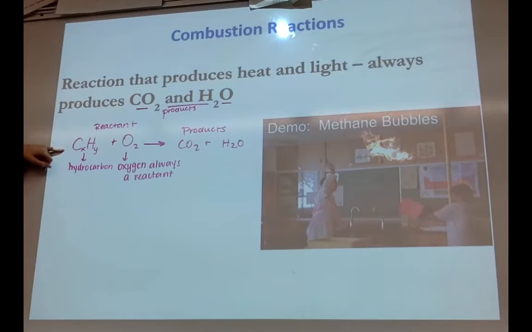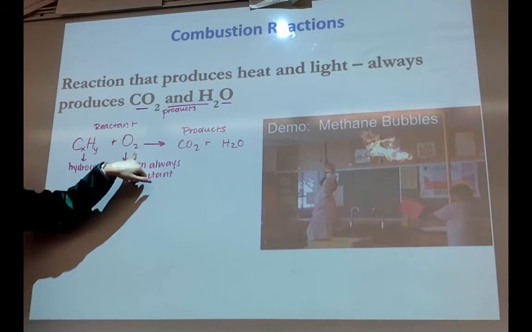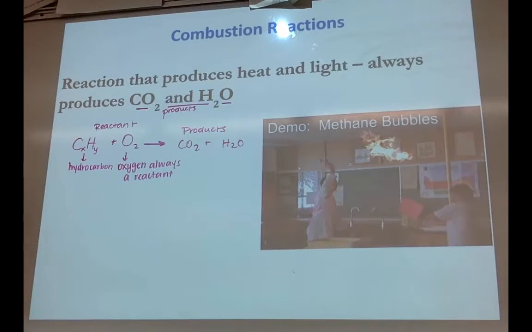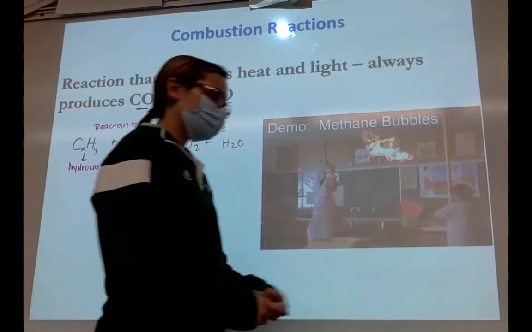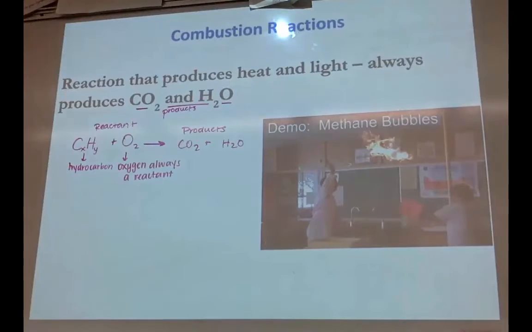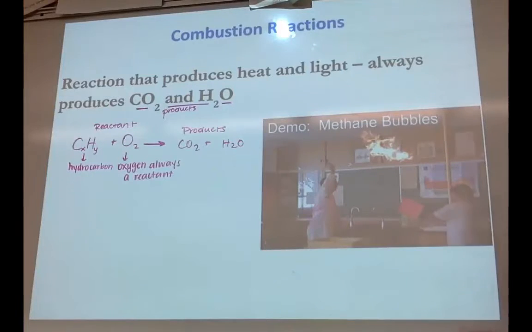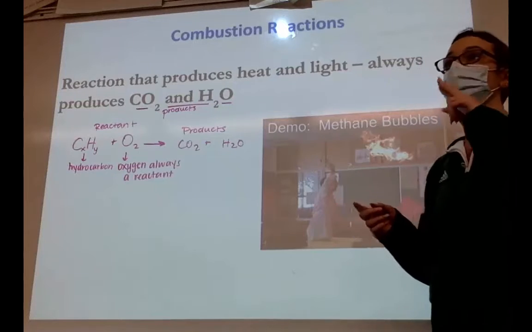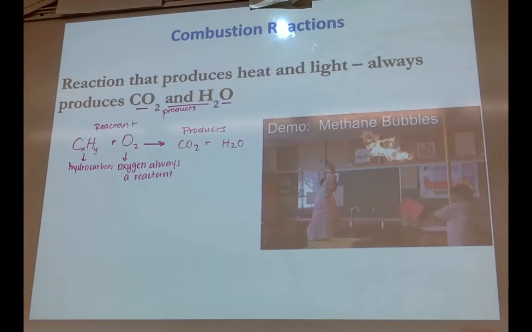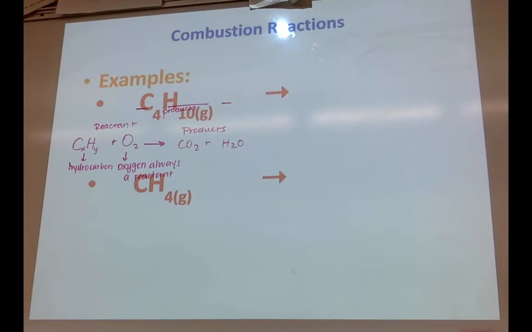You have some sort of hydrocarbon plus oxygen gas, right? It's O2 because it's diatomic. Always, always, always make CO2 and H2O. So when you're identifying a combustion reaction, you can look for CO2 and H2O as products. And it starts with a hydrocarbon plus oxygen. So we're going to look at the 2 balancing examples first, looking at what are the reactants, what are the products, and then we'll get into the demo.